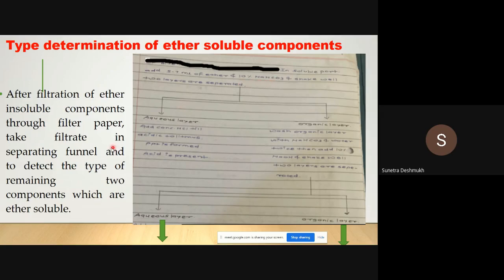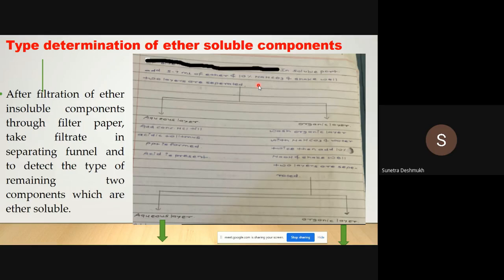Here I have given what to do and how to go for the type determination of the remaining two ether soluble components which are currently present in ether. That ether we have to take, and in that ether we have to add 10% sodium bicarbonate solution. Yesterday I told you that all these things we have to do in a separating funnel. So take a separating funnel, transfer your ether into it, then add 10% sodium bicarbonate.